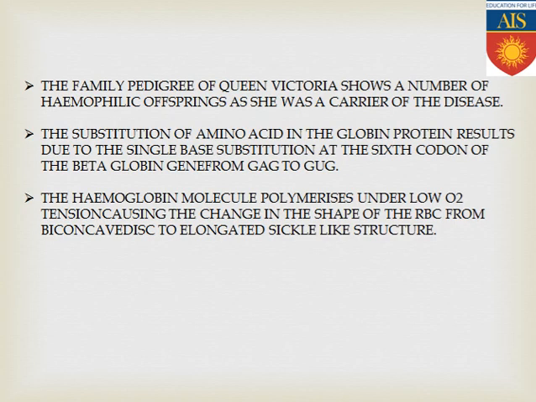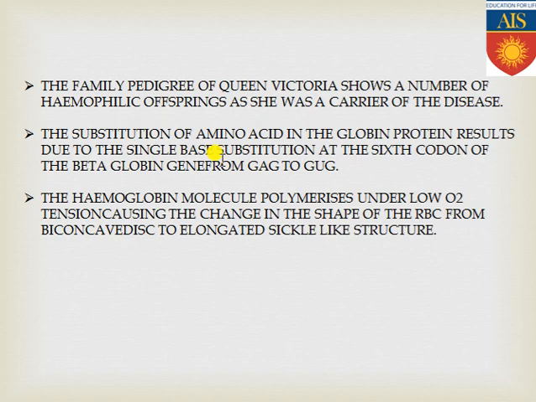Now coming to the next features regarding sickle cell anemia. The family pedigree of Queen Victoria shows a number of hemophilic offspring. We all know hemophilia is found in this case, and Queen Victoria is showing the hemophilia. The substitution of the amino acid in the globin protein results from a single base substitution at the 6th codon of the beta globin gene from GAG to GUG, that I have told you. The hemoglobin molecule polymerizes under low oxygen tension, causing the change in the shape of the RBC from the biconcave shape to the sickle-like structure.